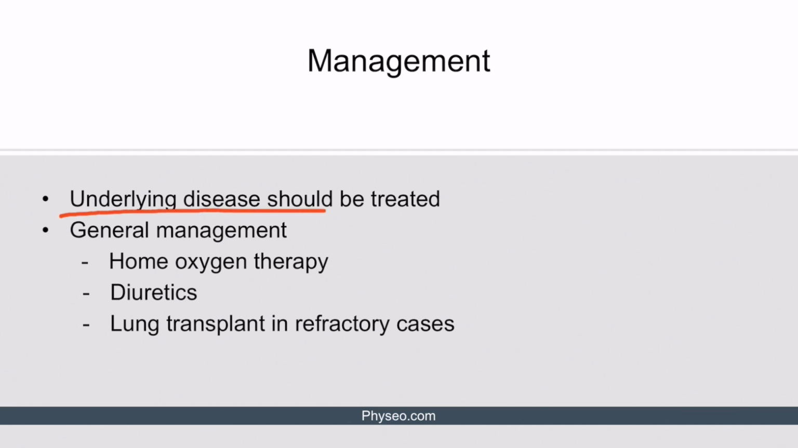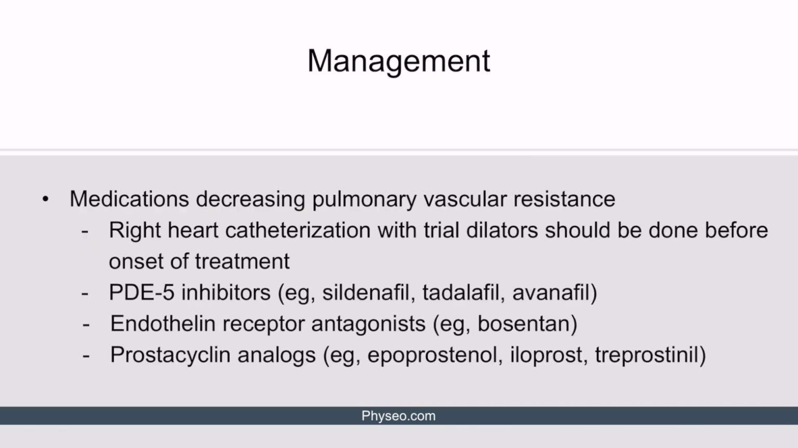First, the underlying disease should always be addressed and treated when possible. General management is focused on symptomatic relief and includes home oxygen therapy and diuretics. Lung transplant can be performed in refractory cases. There are several medications that can be used for pulmonary hypertension. These medications dilate the pulmonary vessels and decrease pulmonary vascular resistance.